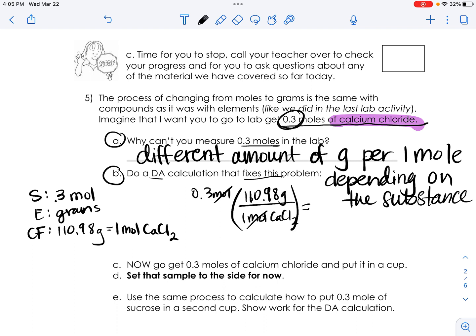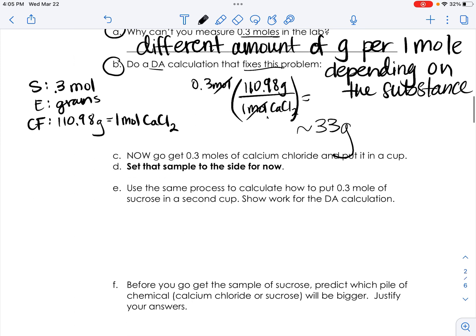Now all you have to do is math that. So type that in on a calculator. 0.3 times 110.98. Should get something around 33. A little more, a little less. Some decimals in there. And then remember, you canceled out your mole units. So now you just have units of grams. Okay? You should write down an exact answer, not 33.